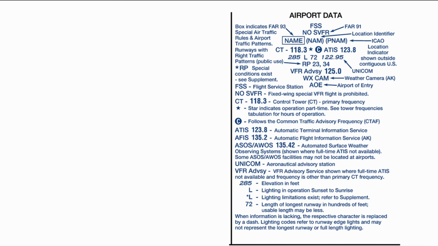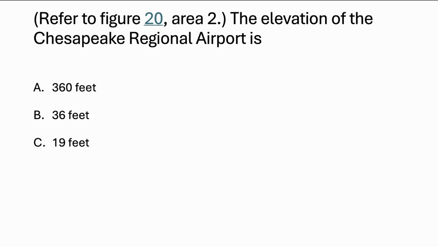So the written test is going to ask you questions based off of this airport data, and you'll need to locate the airport on the figure book, then figure out what it's asking. So here's a good example. We're going to look at figure 20, and then it points you to area 2. The elevation of the Chesapeake Regional Airport is A, B, or C. So let's take a look at figure 20.